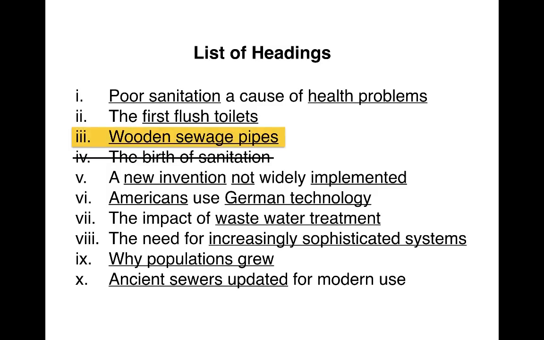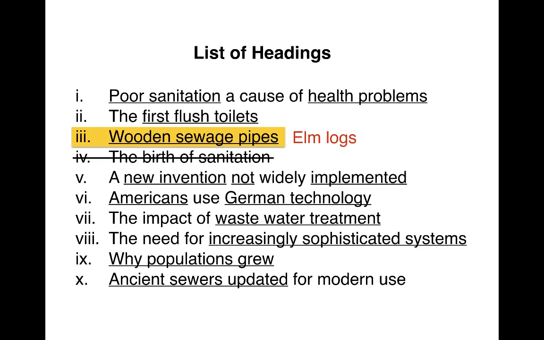Yes. It said the Roman systems in the UK had sewage networks made out of elm logs. That must be wooden sewage pipes. Elm is a type of tree. Logs are pieces of wood. But let's check all the others.